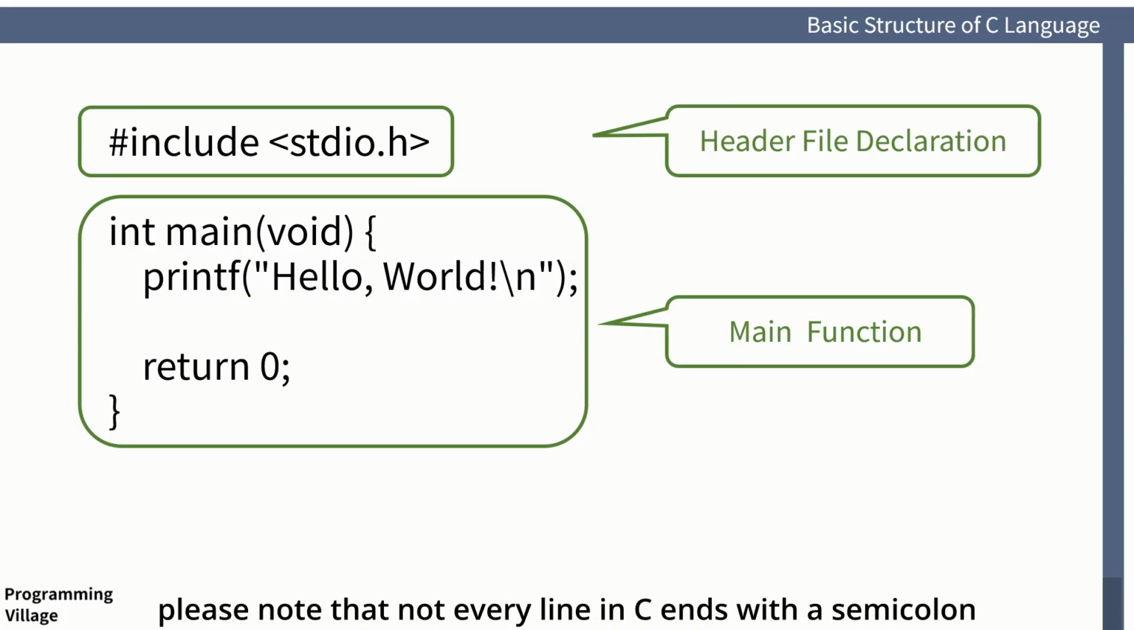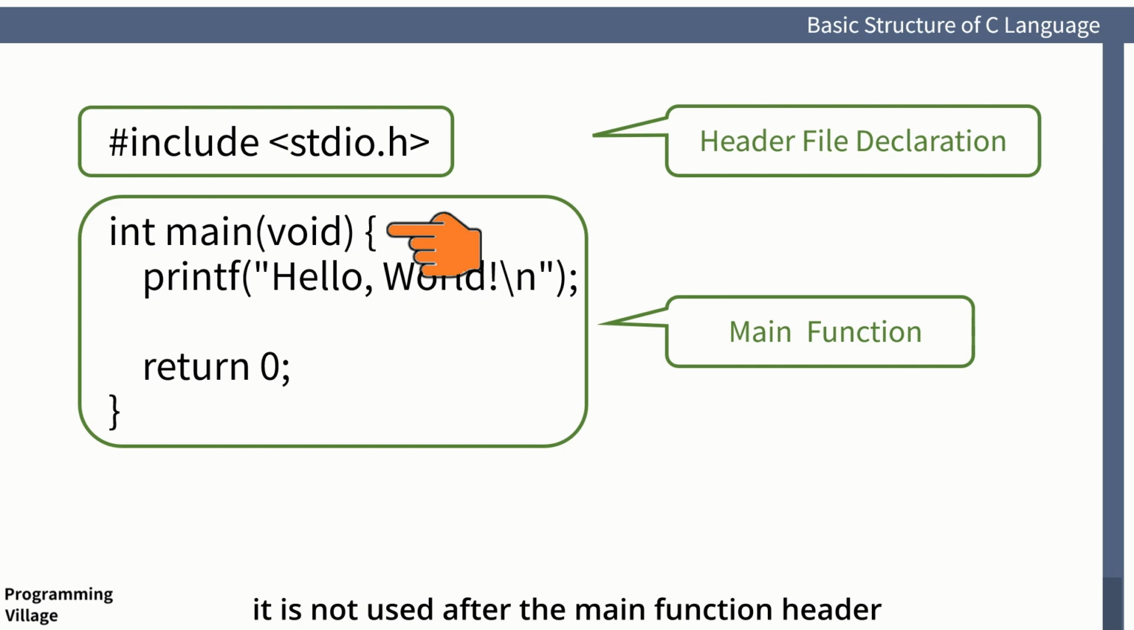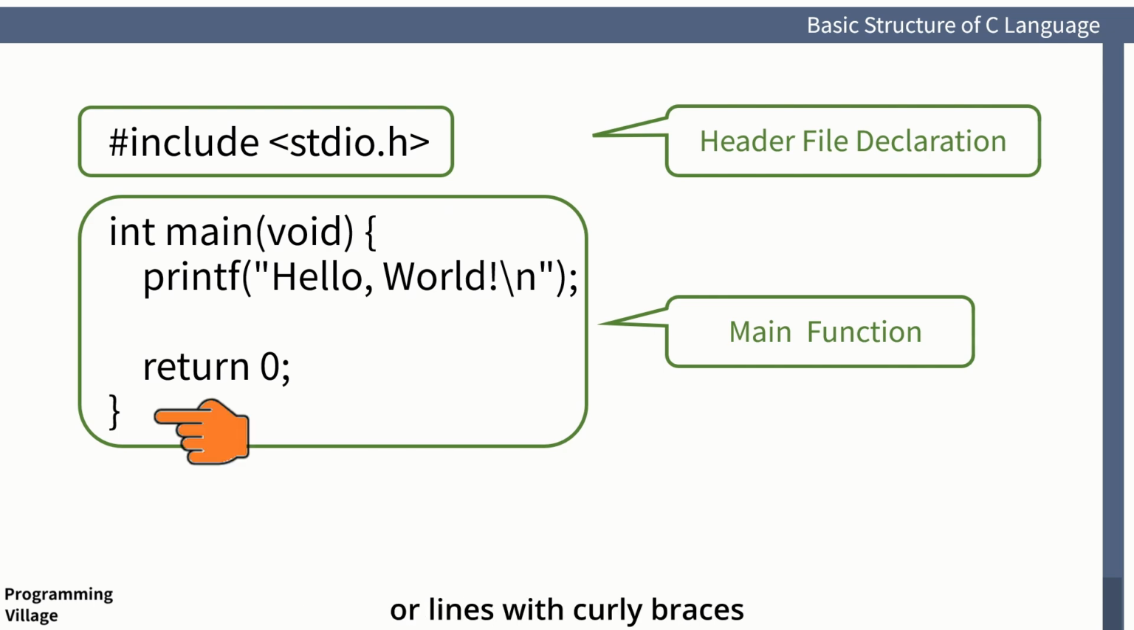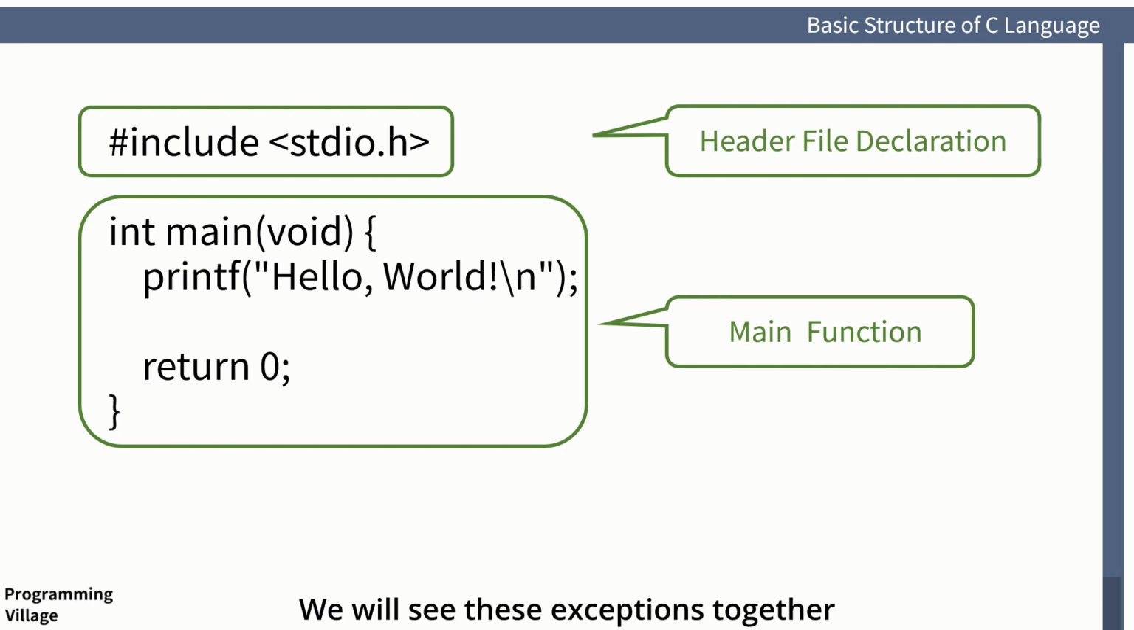However, please note that not every line in C ends with a semicolon. As you can see, it is not used after the main function header or lines with curly braces. We will see these exceptions together as we continue our studies. Don't worry, you will get used to it soon.